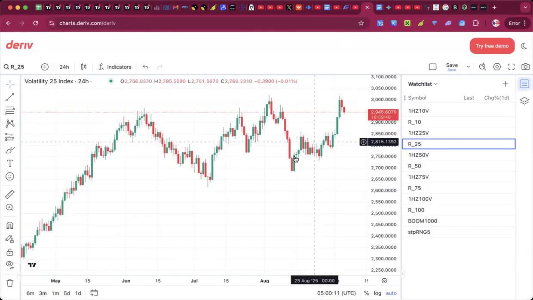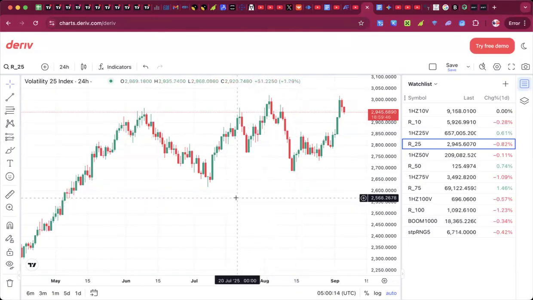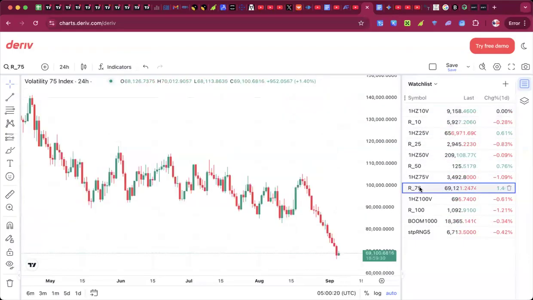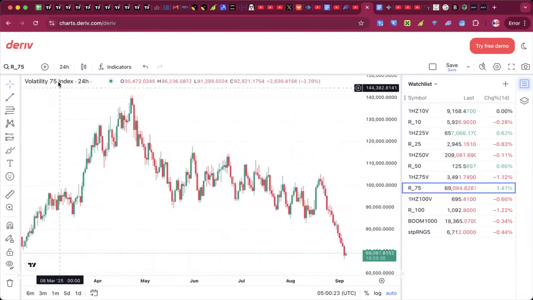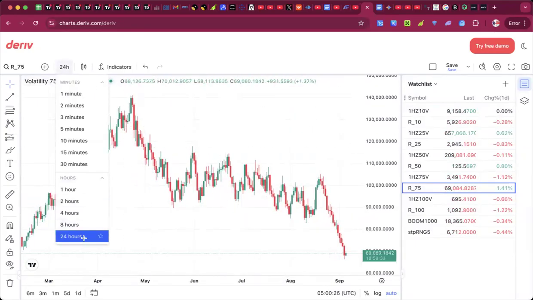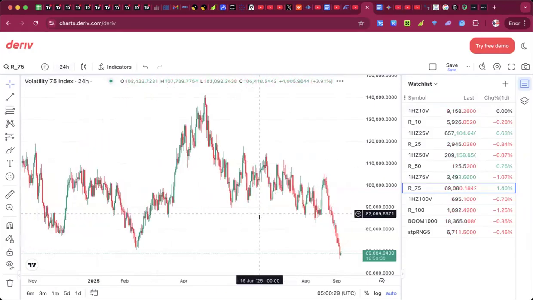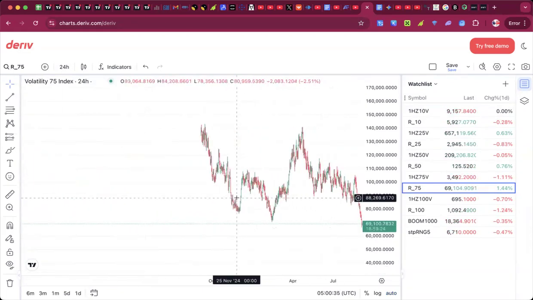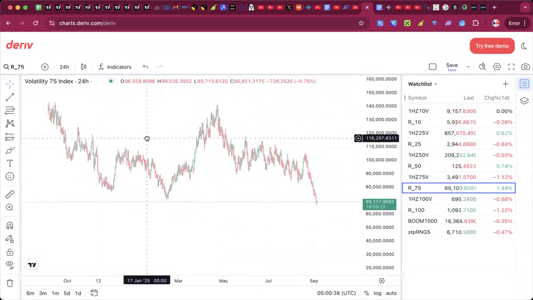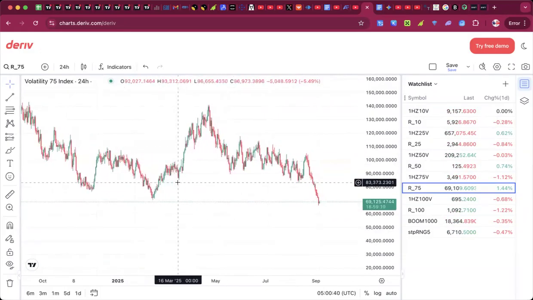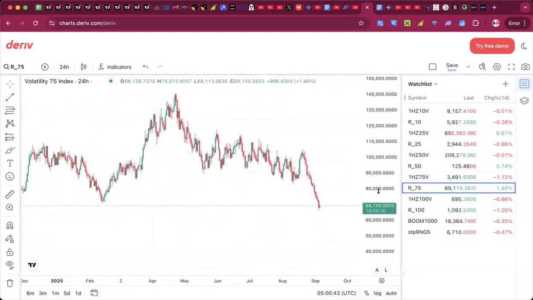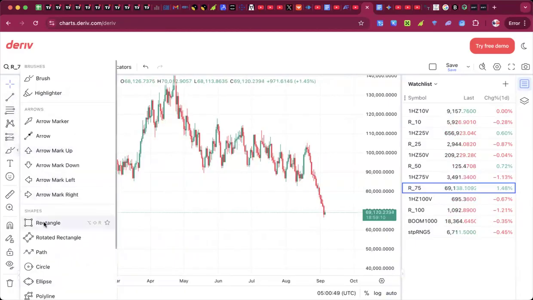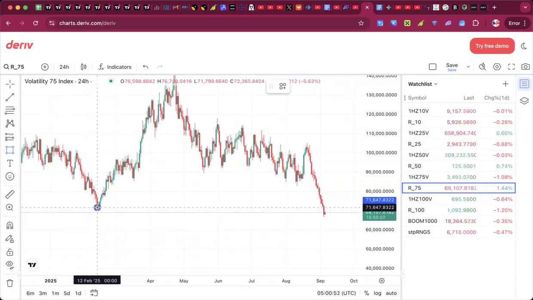Here is the synthetic. So let's take an instrument. 75 has been rocking down. 24 hours, which is a day. So if you look at this now, this is fascinating. It has come to a very serious point. So which I'll mark, can we have a reversal from here?